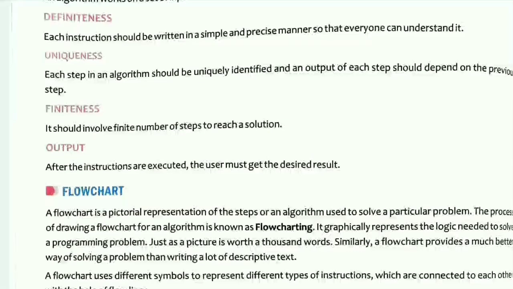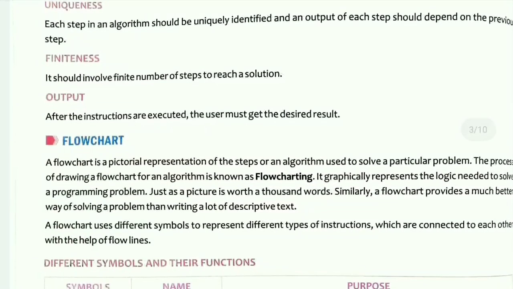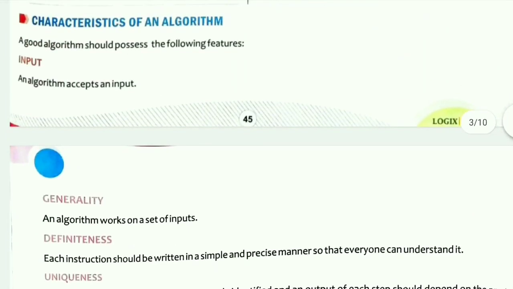Next is uniqueness. Each step in an algorithm should be uniquely identified, and an output of each step should depend on the previous step. Now the next one is finiteness. It should involve finite number of steps to reach a solution. Means there must be finite steps to solve the problem. And the last one is output. After the instructions are executed, the user must get the desired result. So these are 6 characteristics of an algo that you have to learn.